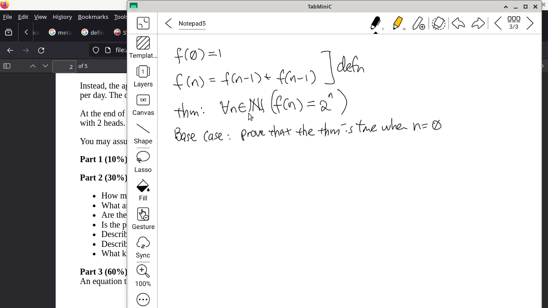Okay, all right. So f of 0, by definition, is 1, but 1 can also be rewritten as 2 to the power of 0. So now we can establish this equals that, which is exactly what the theorem is trying to say, but only for the case when n equals 0. Does that make sense? Okay, so that's our base case. So now we look at the induction step.